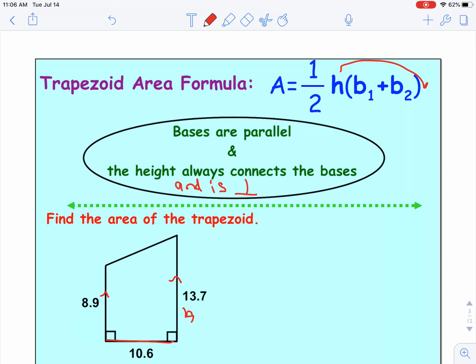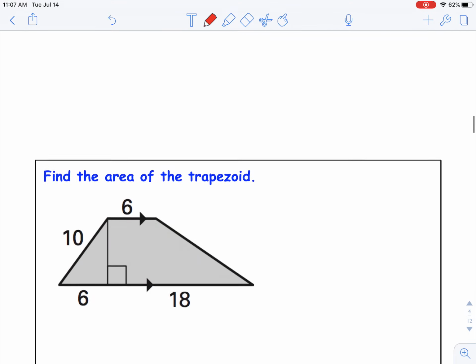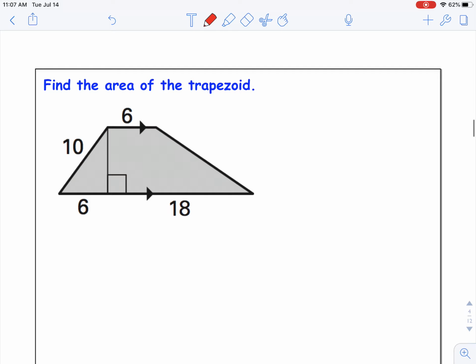So with something simple like this, we find the area of the trapezoid. These are our bases. We can see our height right here. So we can call one base 1 and one base 2, and that's our height. So our area is 1/2 times 8.9 plus 13.7 times the height. That's all we have to do on this problem, and we multiply all those together. Our area is about 119.78 units squared.